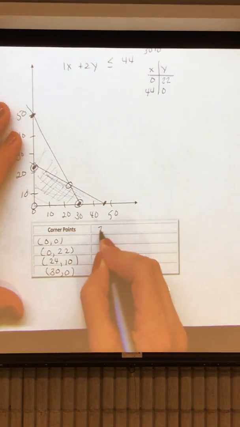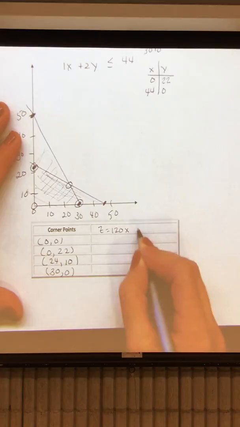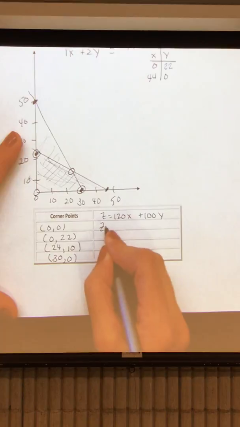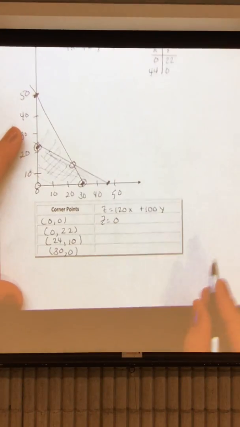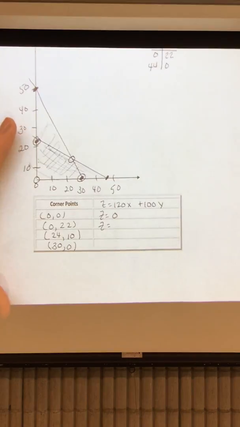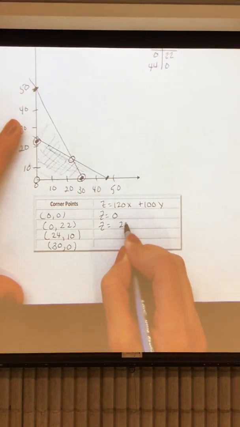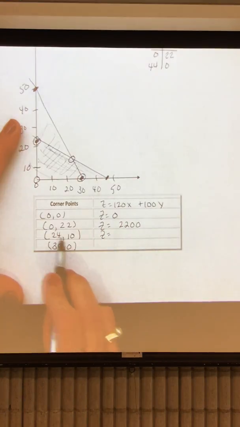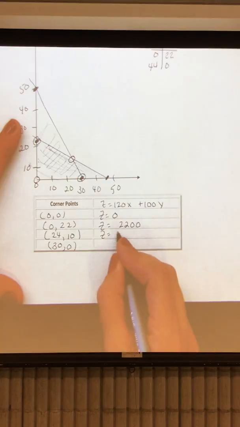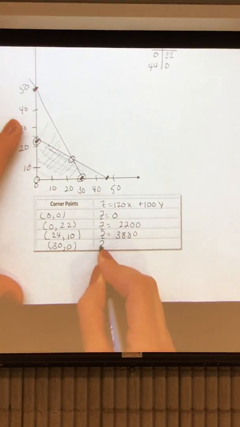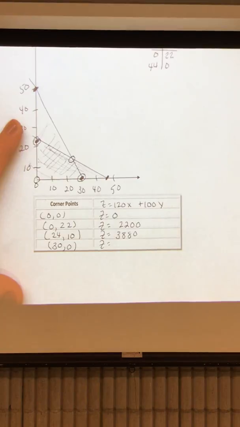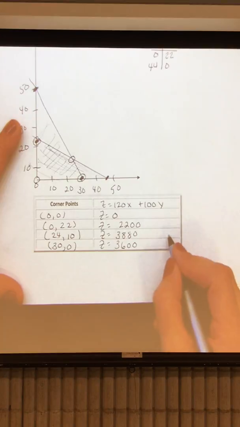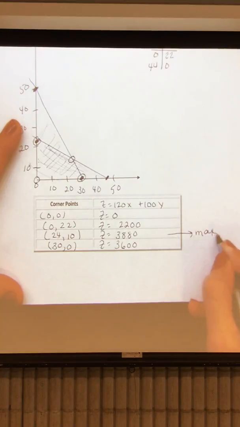Now, once we have our corners, let's substitute our points into our objective function. So here, plugging in 0, we have 0. Substituting 0, 22, we have our final answer is 2,200. Substituting 24 into our x and 10 into our y, we have 3,880. And substituting 30 into our x, 0 into our y, we have an answer of 3,600. This is our maximum number.